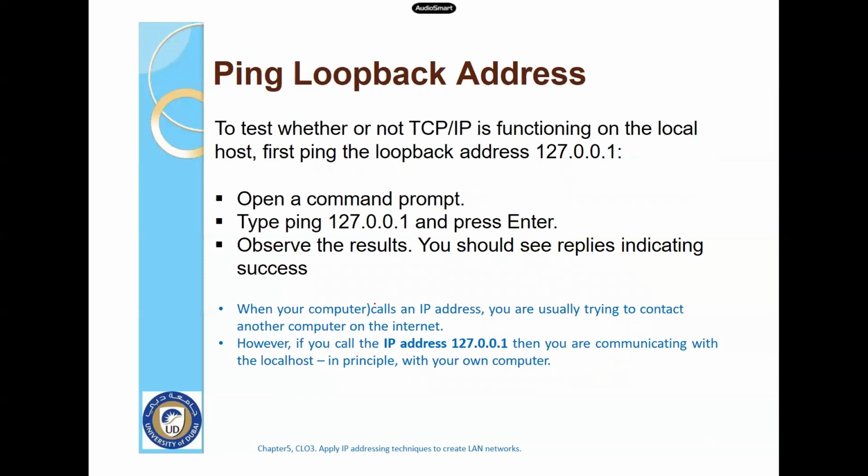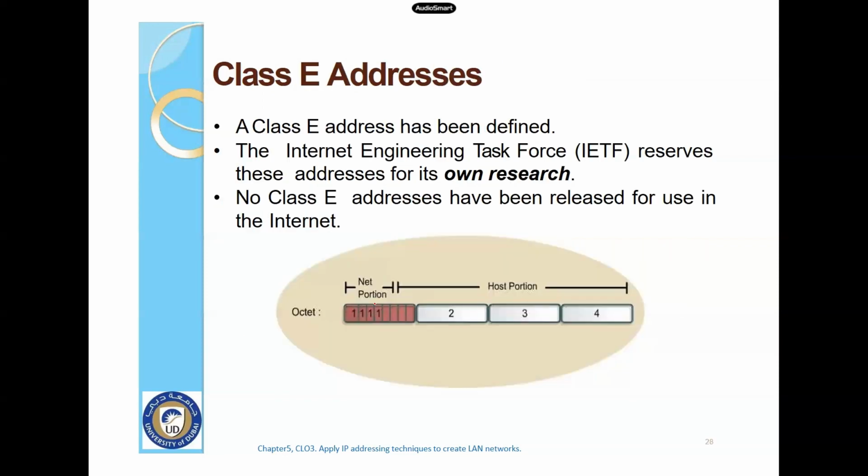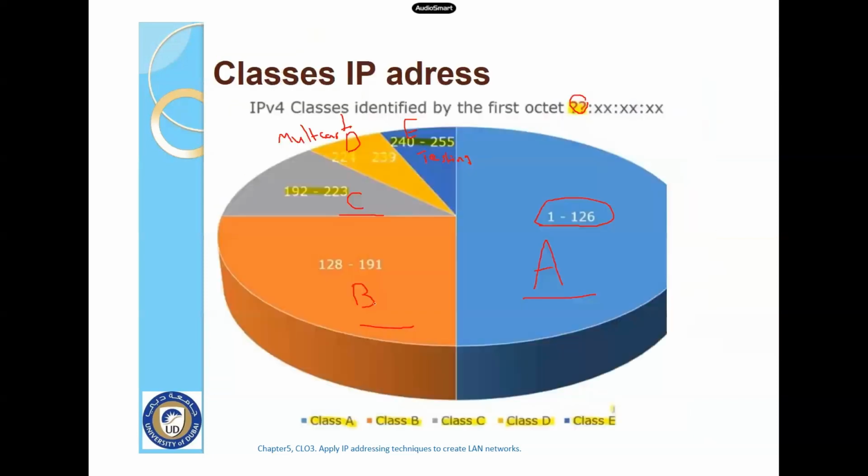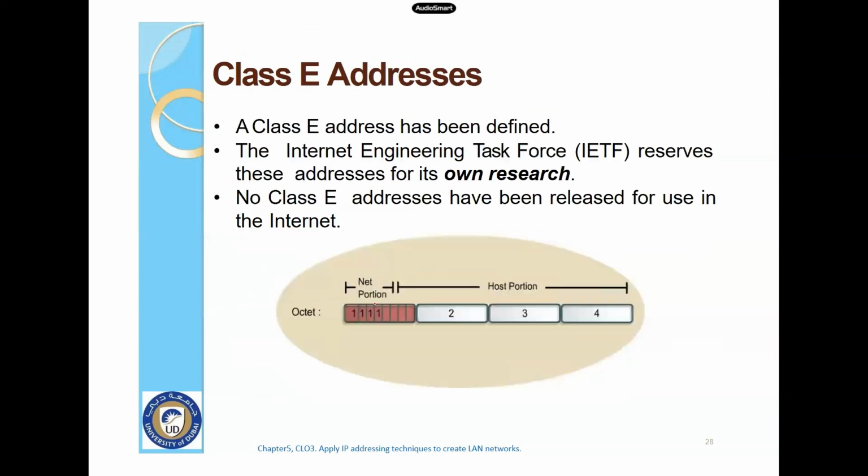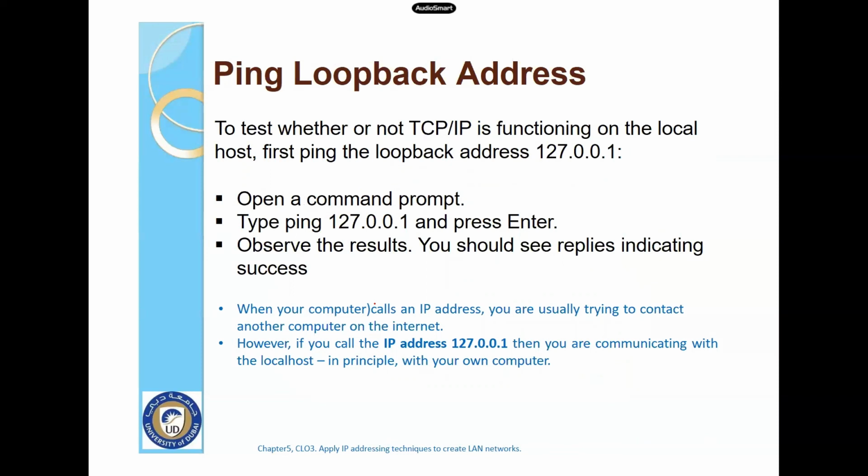Okay, there is a loopback address. In fact, if you look at the classes here, the 127 range is not there. That's reserved for something called ping loopback. To test whether TCP/IP is functioning on the local host, first ping the loopback address. So this is for testing your local machine. Open the command prompt, type ping followed by this address, and press enter. Now check the results. You should see replies indicating success.